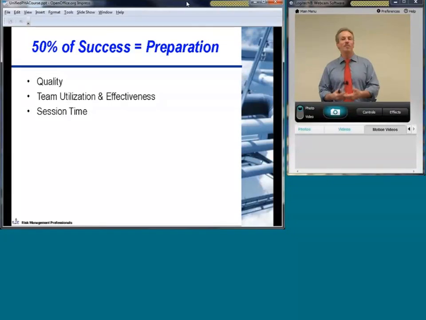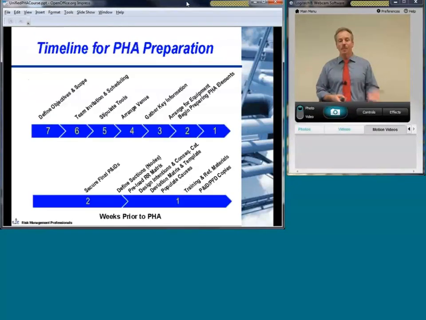Now, depending on what your objectives are, preparation can save a lot of time, but obviously if you're using a contractor that's out there and you're basically a hired gun as a facilitator, they're going to need a little bit more time to prepare, but you're going to more than make up that extra cost associated with that additional resource utilization by saving a lot of time from the team where you've got maybe 6 to 8 people sitting around. Any hour that you save of that team's time translates into a big savings in terms of the overall cost of the HAZOP study.